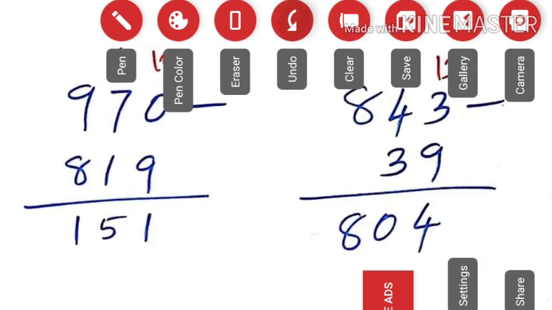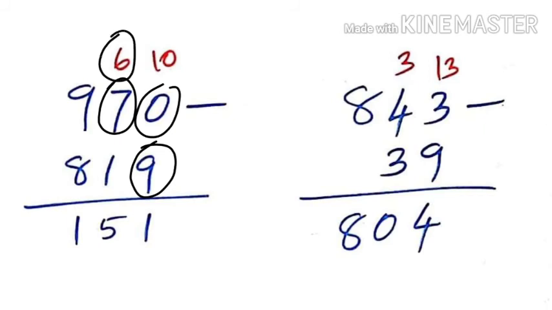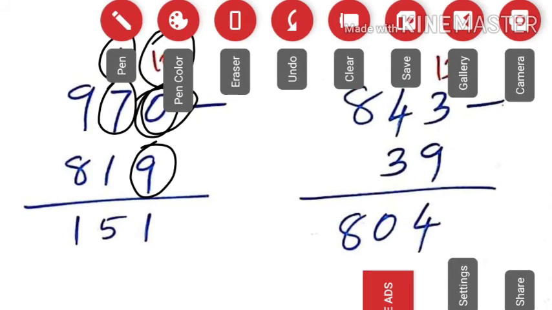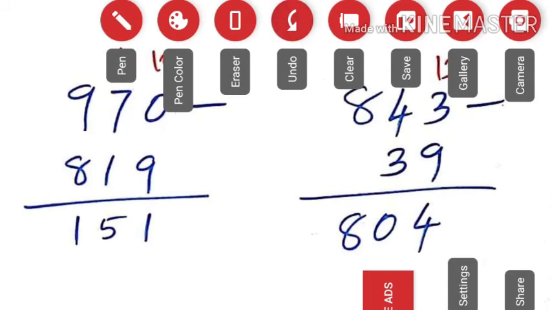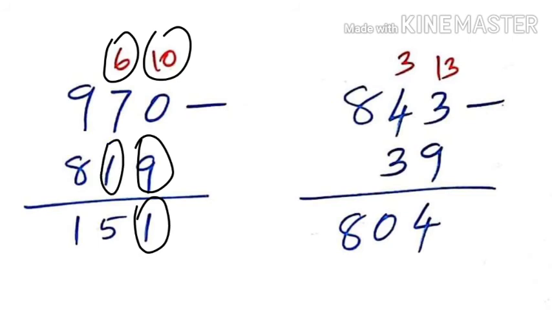I am repeating the procedure. We can't subtract 9 from the 0. So we are borrowing 1 from 7. While borrowing 1 from 7, it becomes 6 and the 0 becomes 10. Now 10 minus 9 is 1. 6 minus 1 is 5. 9 minus 8 is 1.